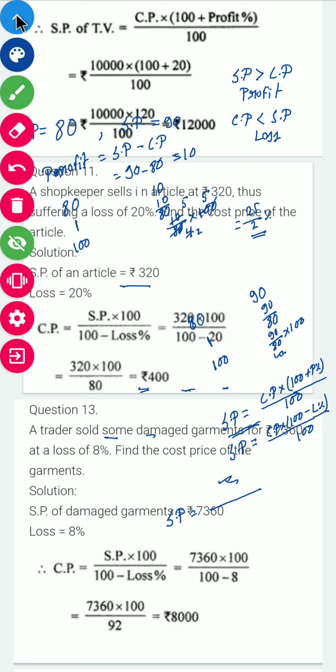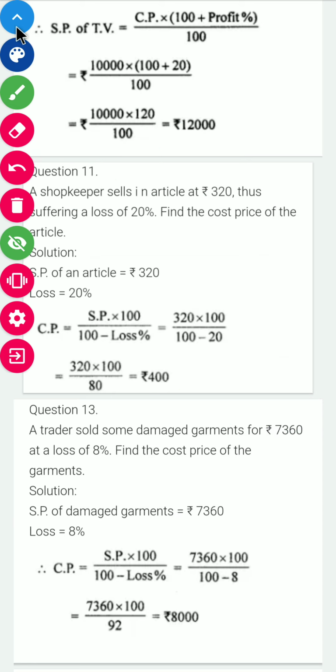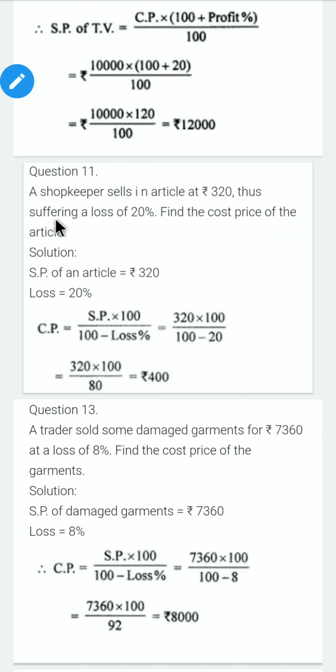Next problem is given. A shopkeeper sells an article for this much rupees, thus suffering a loss of 20%. Find the cost price of the article. And these things are given here.